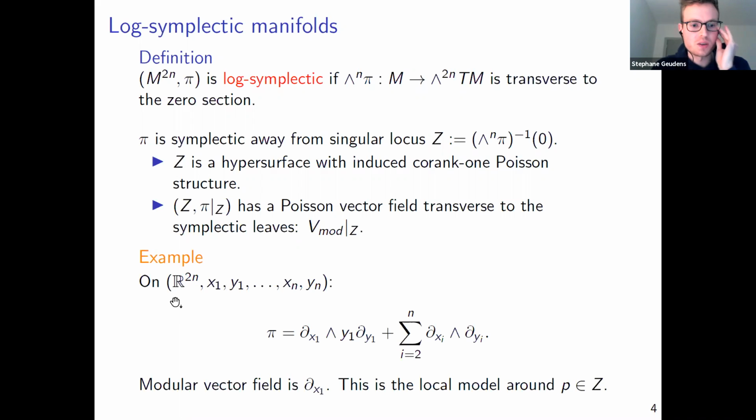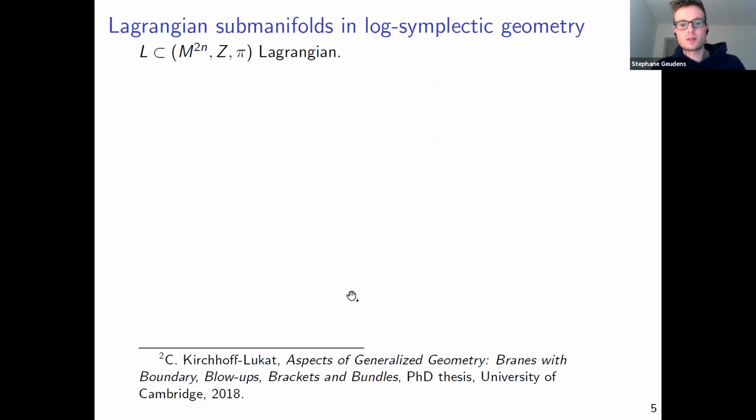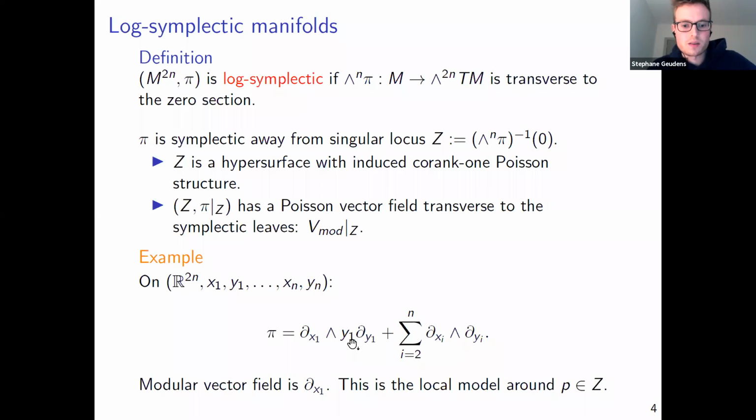So as an example, let's look at R^2n with the standard coordinates. And this Poisson bivector is log-symplectic. The singular locus is given by y1 equal to 0. And it has an induced corank 1 Poisson structure for which the leaves are level sets of the x1 coordinate. And the modular vector field in this case, with respect to the standard volume form, is del x1, the vector field here.